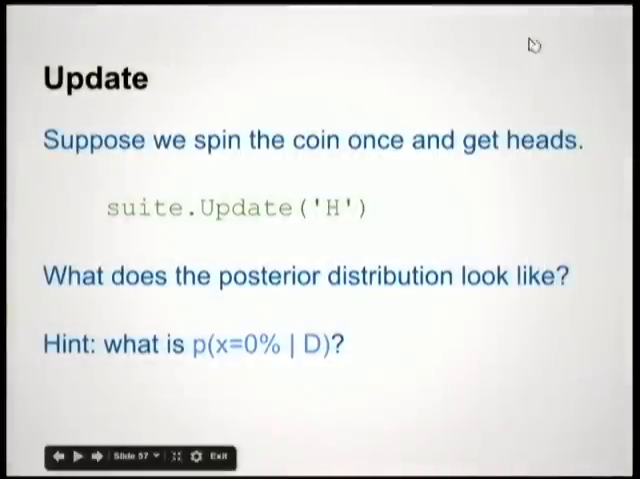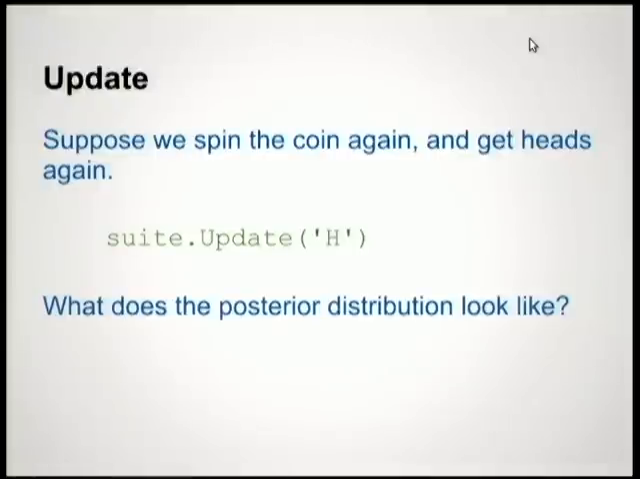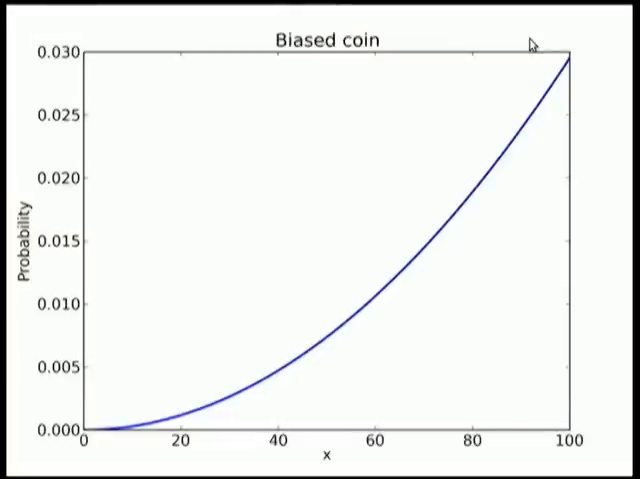And see what the posterior looks like. Tell you what, I'm going to run through this in my slides. You all can do it live. So this is what it looks like after one heads. If you do another update, meaning two heads, it should come out looking like that. Zero is still zero. One is still the most likely value, but it's becoming more and more biased toward high values of x.